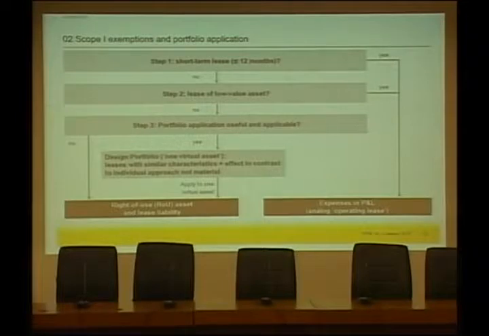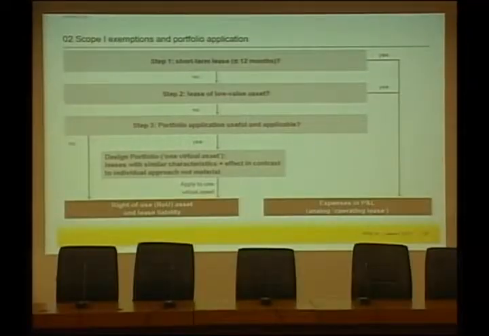Okay, just the same decision tree which we have said. The first thing is, see if you can go for the short term, go for it. If not, then see if it's a low value; if yes, expense it into P&L. Then the second thing is, if it's not a low value, can you apply the portfolio approach? Go for that. If not, then unfortunately you have to take the pain of capitalizing and disclosing individually the right of use asset for every lease contract.